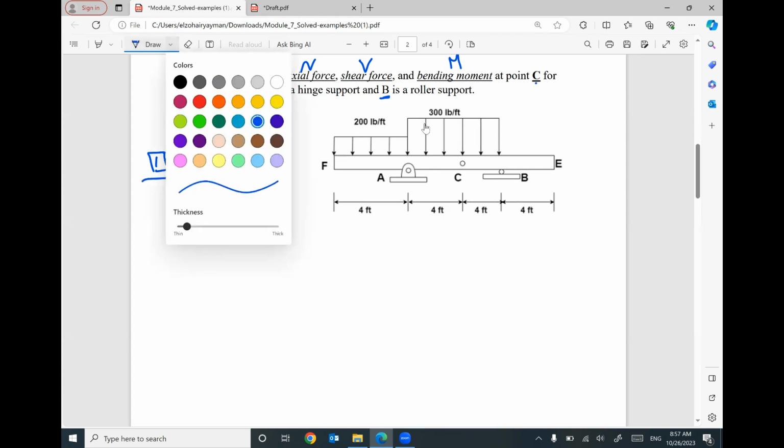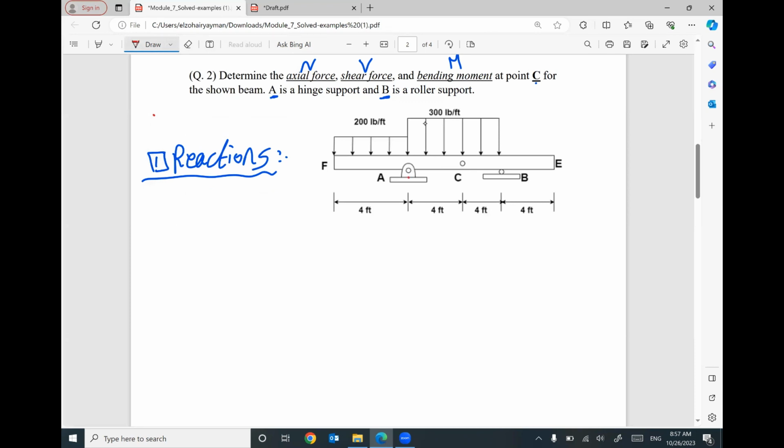First of all, what reactions did you have? At A, it's a hinge. I have two reactions, YA, XA. At B, we have one reaction. It's a roller, YB. So I will apply the three equilibrium equations. Summation F of X equals 0. Summation F of Y equals 0. Summation moment at any point equals 0.